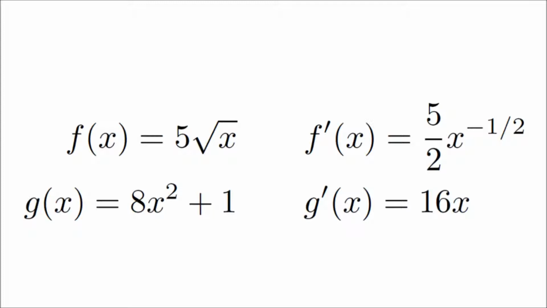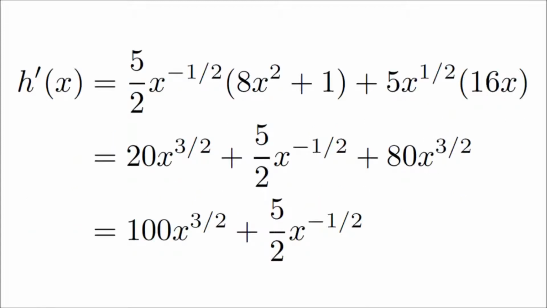The derivative of g of x can be found using the power rule and sum rule of derivatives, and turns out to be 16x. So using the product rule, that the derivative of f of x times g of x is the derivative of f of x times g of x plus f of x times the derivative of g of x, we get that the derivative of h of x is 100x to the 3/2 plus 5/2 x to the minus 1/2.